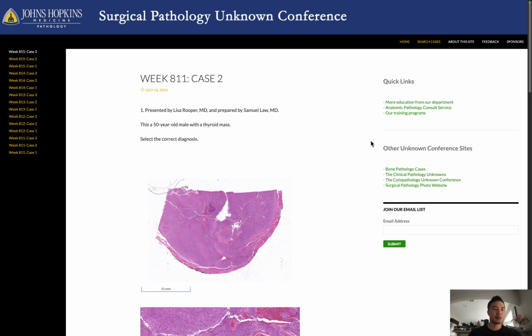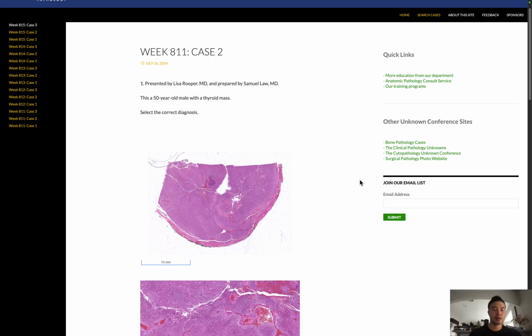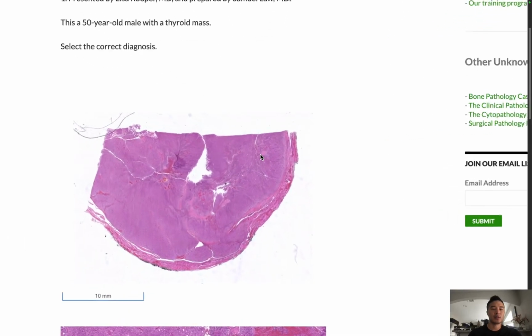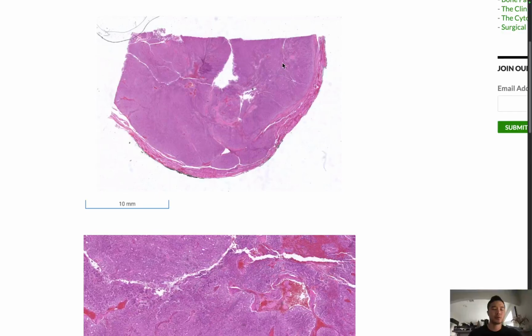Without further ado, thank you to Johns Hopkins Medicine. So this is week 811, case 2 of the unknown conference. Thank you to Dr. Rupert and Dr. Law. This is a 50-year-old male with a thyroid mass. We're going to talk about a new entity that was put in the WHO 5th edition.